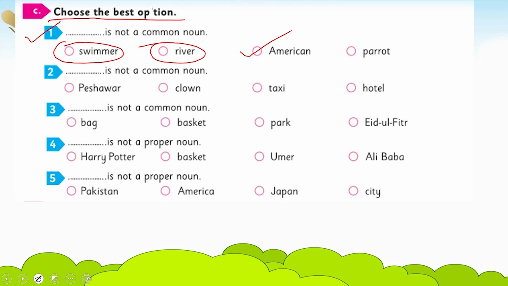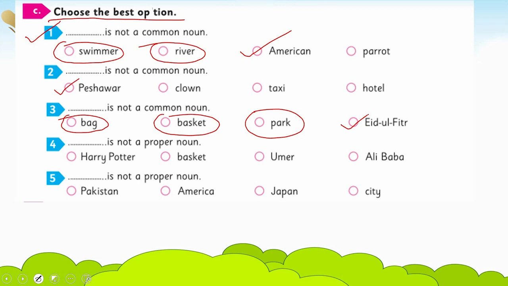The next one is dash is not a common noun. Yes, the first option, Peshawar, is not a common noun. The third one, dash is not a common noun. Bag, no. Basket, no. Park, no. Yes, Eid al-Fitr is not a common noun because Eid al-Fitr is a proper noun.